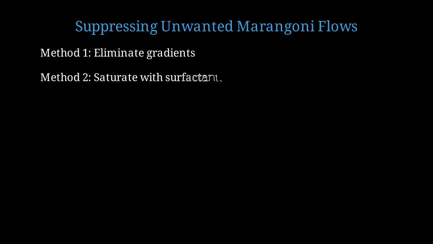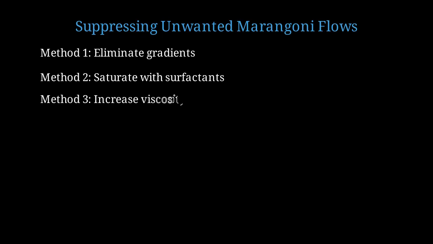Sometimes engineers need to suppress Marangoni flows rather than exploit them. Let's discuss strategies for minimization. The most direct approach is to eliminate the driving gradients. Maintain uniform temperature and composition across the interface. Add enough surfactant to fully saturate the interface. When the interface is packed with surfactant molecules, additional gradients have minimal effect on surface tension.